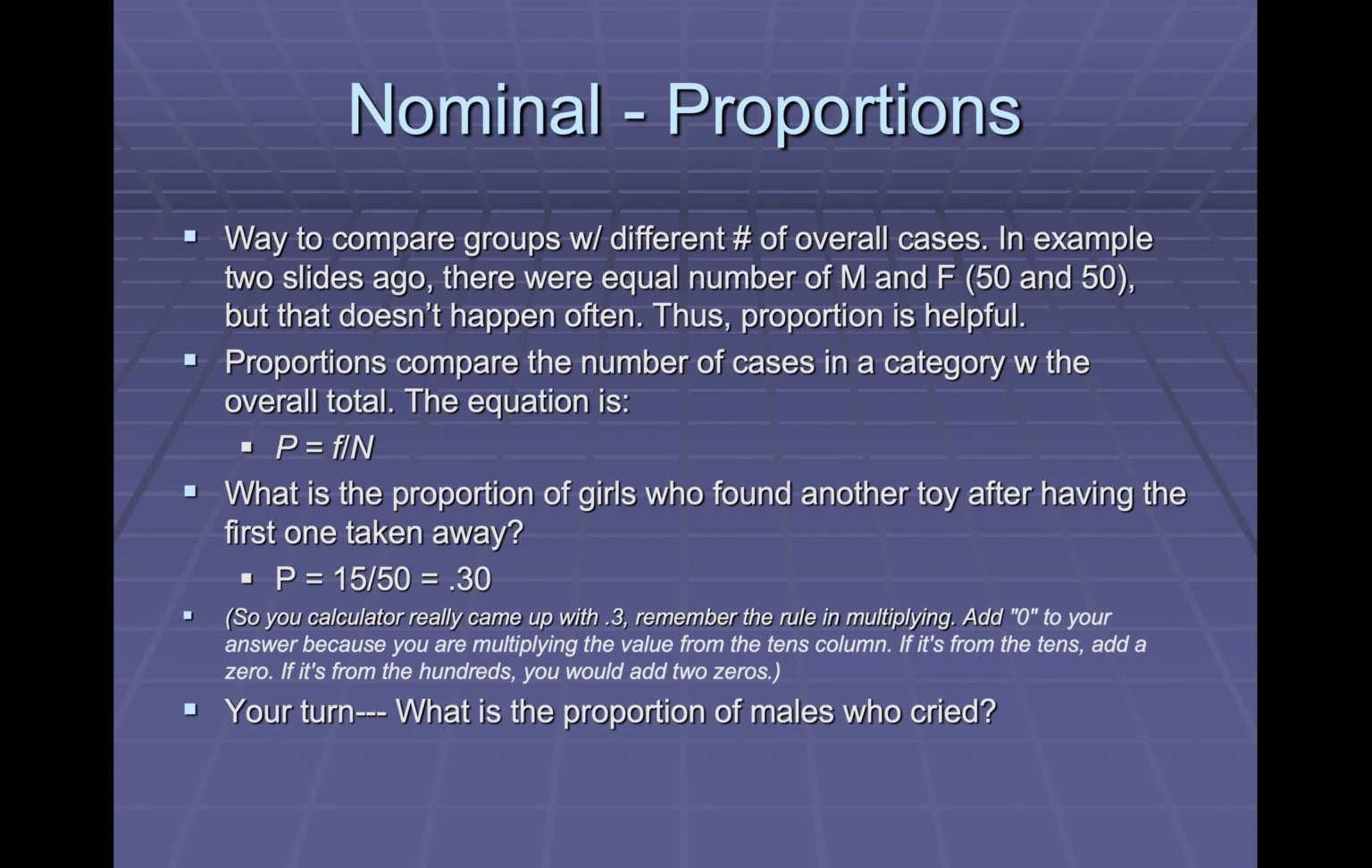So a proportion compares the number of cases in one category with the overall total. So the equation is proportion equals frequency divided by number. So what is the proportion of girls who found another toy after having had the first one taken away? So let's go back to that slide and look. The question again is, what is the proportion of girls who found another toy after having the first one taken away?